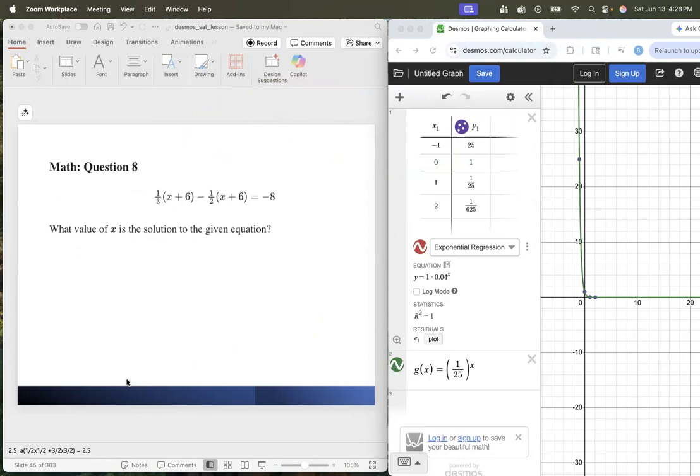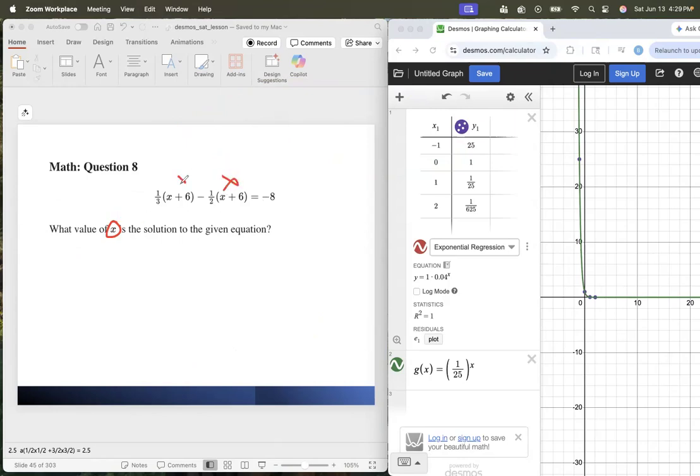This is another function you'll be tempted to put in Desmos. I'm showing you tricks to go through the exams. It's okay to put it in Desmos, but you don't need to. Why? They say find X. It looks complicated, but it's actually easy.